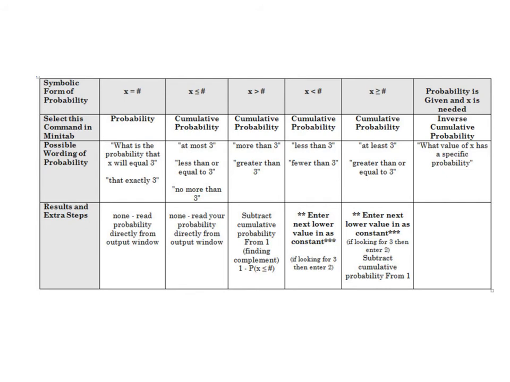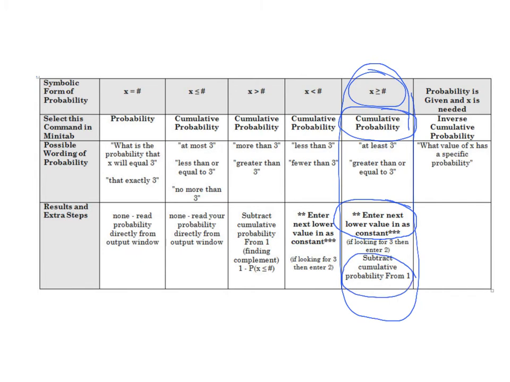So our last situation asks us to find at least 3 errors on a page. So at least 3 errors is asking to find 3 or 4 errors. So at least is down here in this last column, and that's saying x greater than or equal to some number. And that is also asking us to use the cumulative probability. But notice in this column, we need to do a little bit more work. We're going to need to enter in the next lower value, and then we're also going to need to find the complement of our result. So let's take a look at how we set that up and how we work it in Minitab.